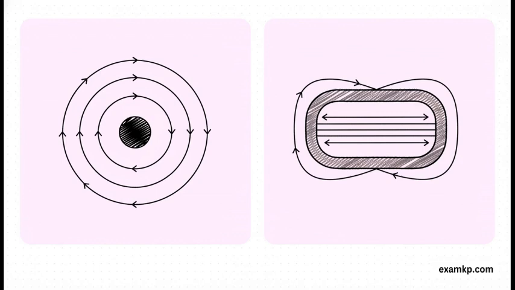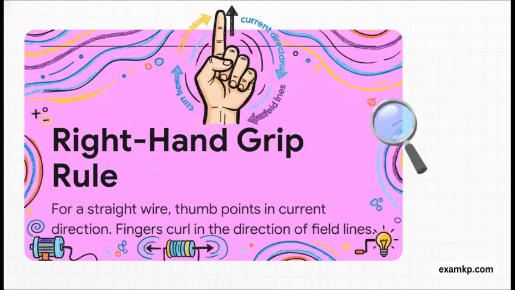So, how can you figure out which way the field is pointing? It's actually pretty easy. You use what's called the right hand grip. Seriously, hold up your right hand right now. Imagine grabbing the wire. If you point your thumb in the direction of the current, the direction your fingers curl, that's the direction of the magnetic field. It's simple, it's effective, and you will definitely see it on your exams.